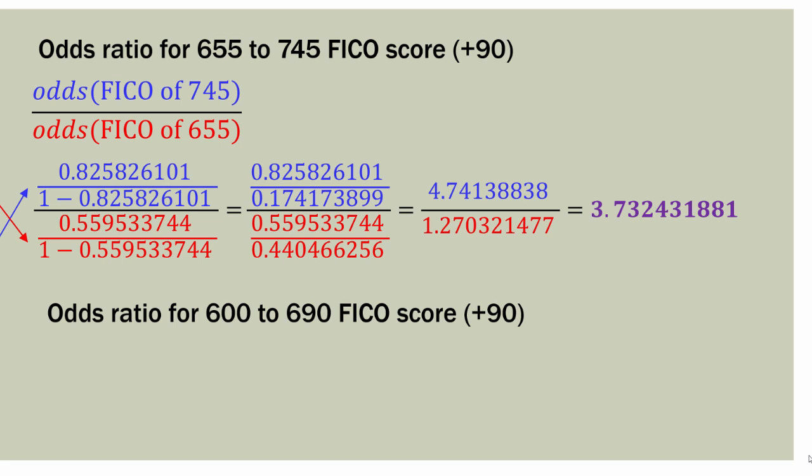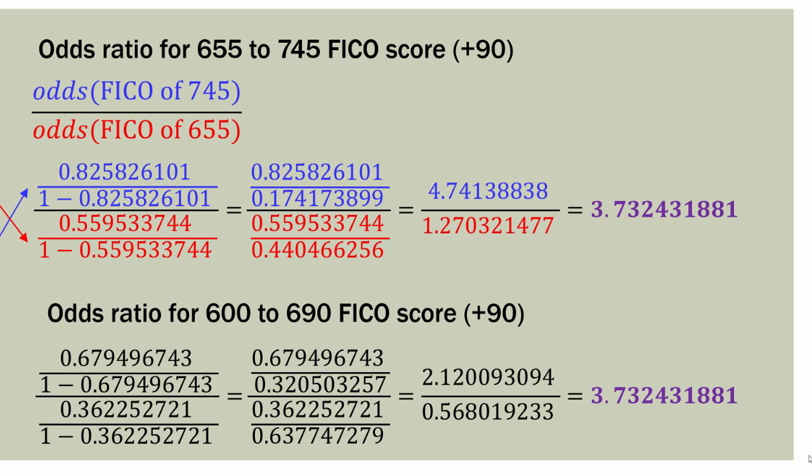I picked these at random, so a FICO score of 600 and 690, a 90-point increase as well. Now, if we go ahead and do that computation, we end up with another odds ratio of 3.7324. So what is the general point we're trying to get across here? A characteristic of logistic regression is that when comparing the odds ratio for two scores that are the same distance apart, in this case 90 points on the credit score, the odds ratio is going to be the same no matter what two scores you pick.